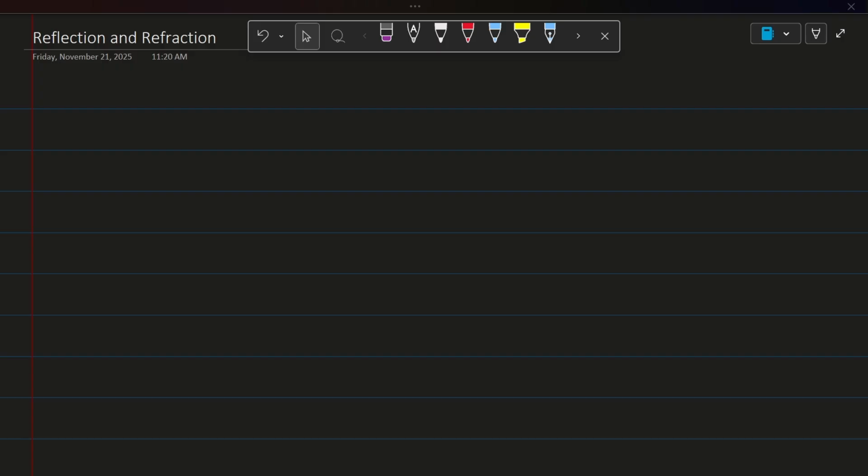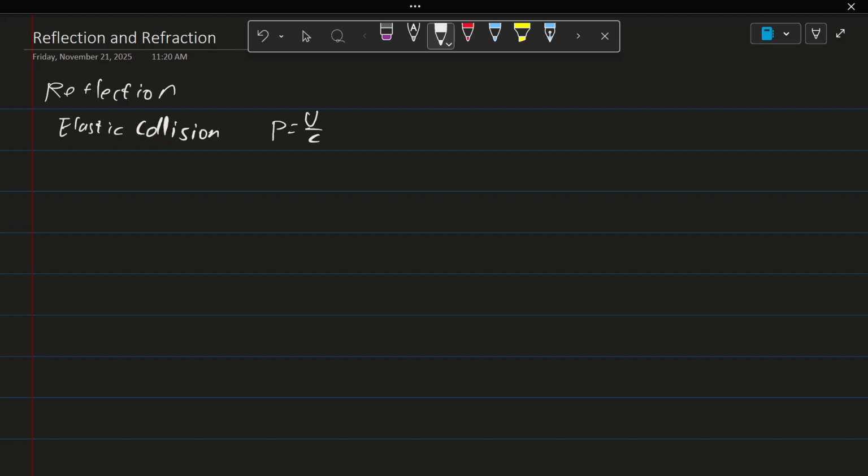So let's straight away discuss reflection. The way that I would define reflection is that this is pretty much an elastic collision. And not only that, what we remember from last time is that p equals U over c. So if we have this object with a certain momentum, it should later reflect with a certain angle.